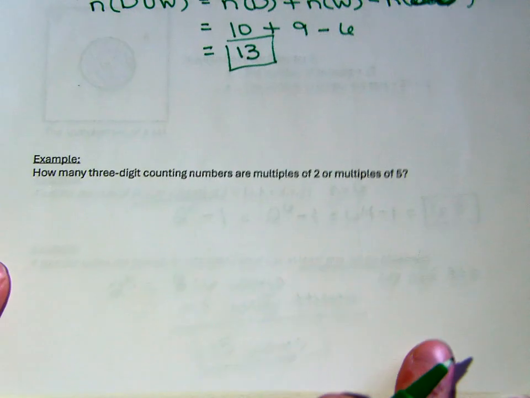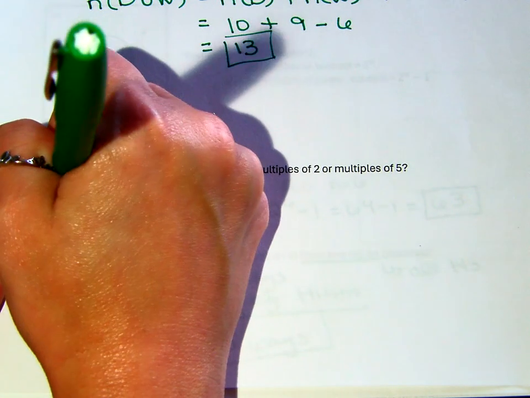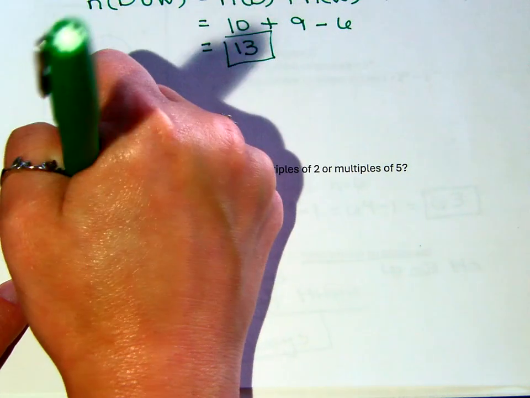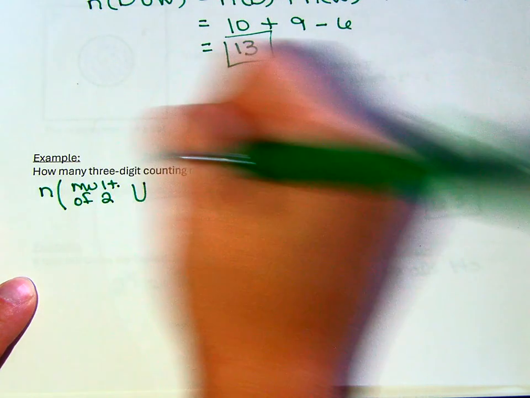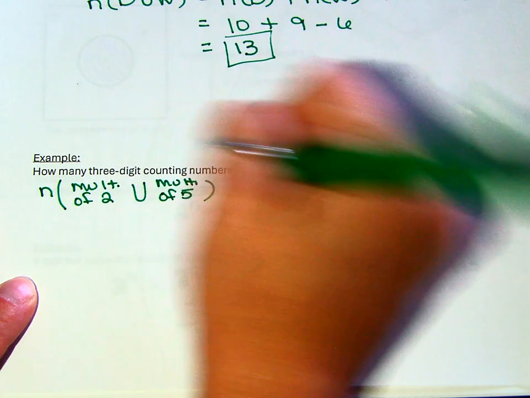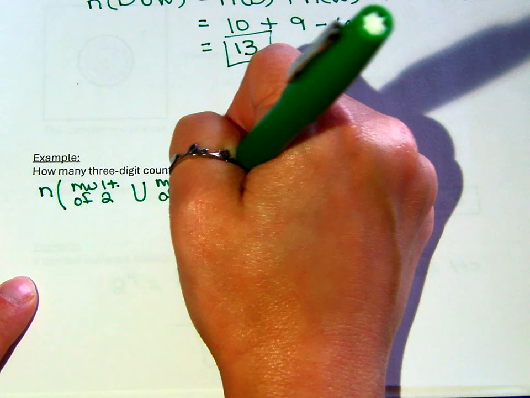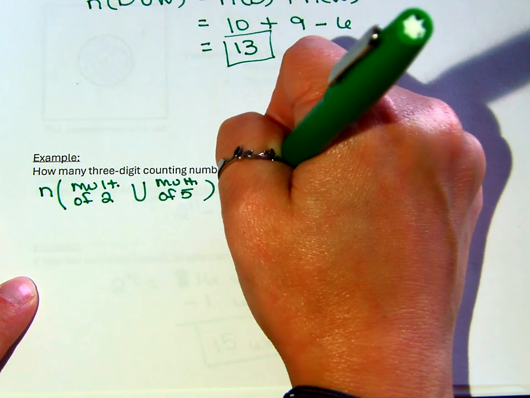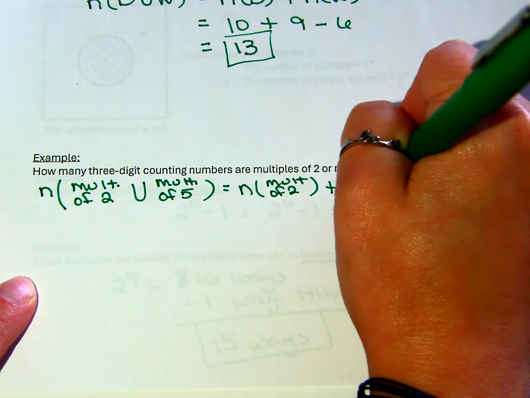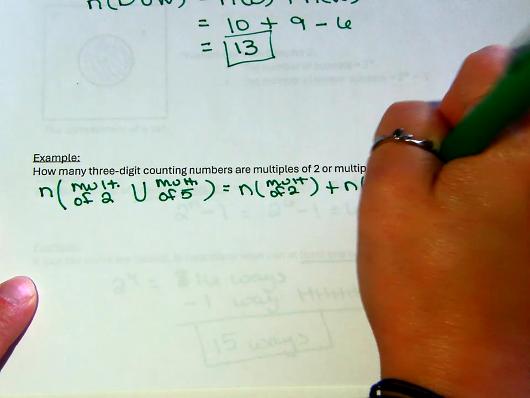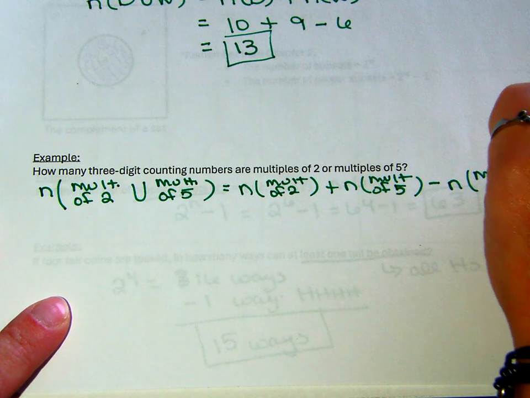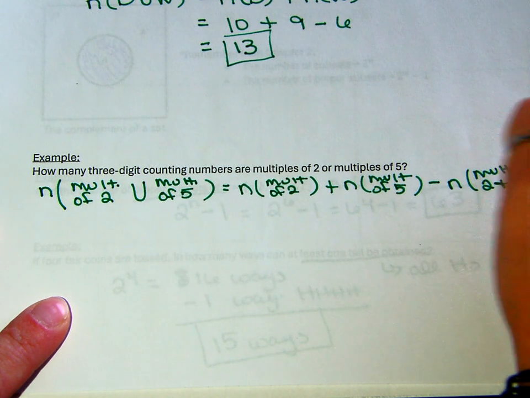We're going to take the number of multiples of 2, or, so that's a union, multiples of 5. We're going to figure out how many of them there are. So to do that, we have to find the number of multiples of 2. Add to that the number of multiples of 5. And subtract from that where they're both multiples of 2 and 5. It mostly fits on there. There we go.